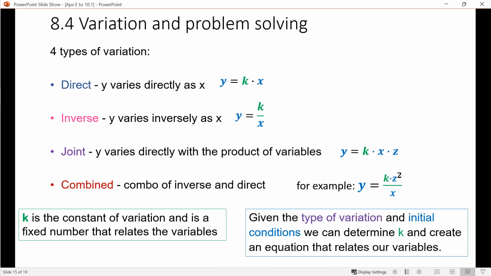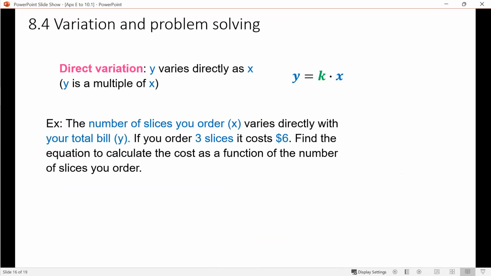When we are given the type of variation and some initial conditions, so this means a value of x and y, we can determine the constant of variation and then create an equation that will tell us how x and y change in relation to each other. Let's do an example of each of these 4 types of variation.